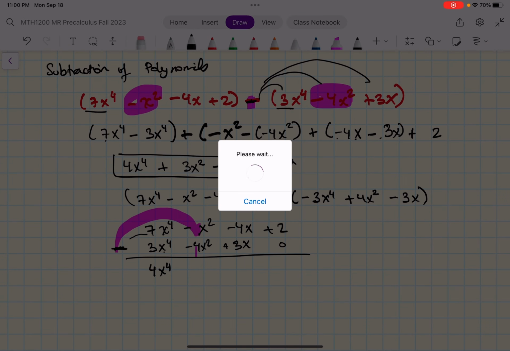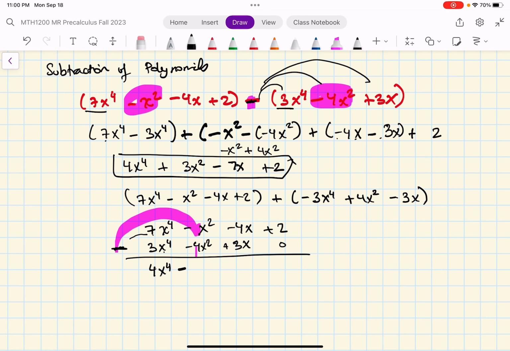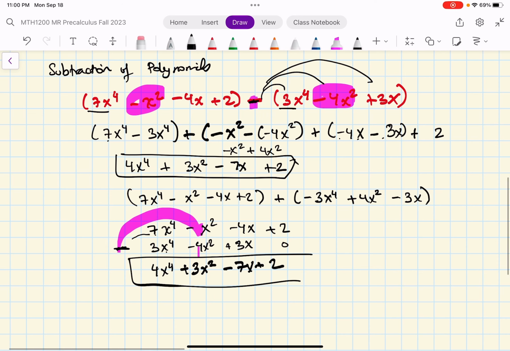So that is going to be a plus, so it's going to be negative x squared plus 4x squared, so it's going to be plus 3x squared. Then you have negative 4x minus 3x, that's negative 7x. And then you have 2 minus 0, which is just 2. You get the same result.